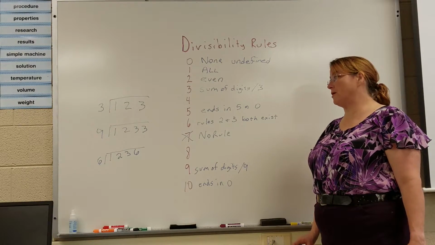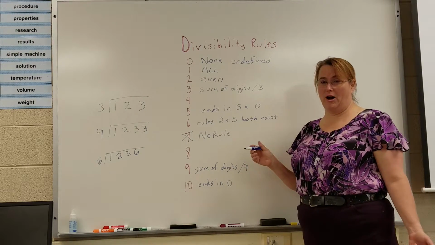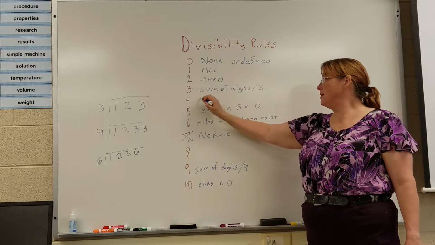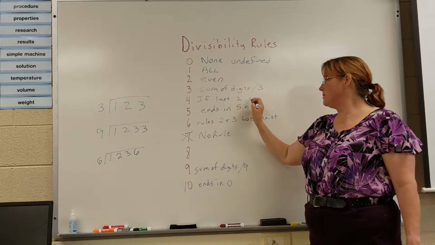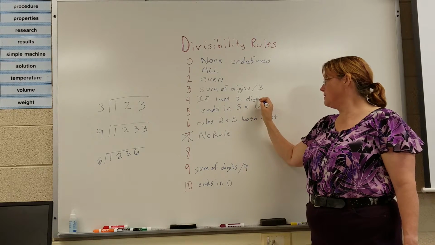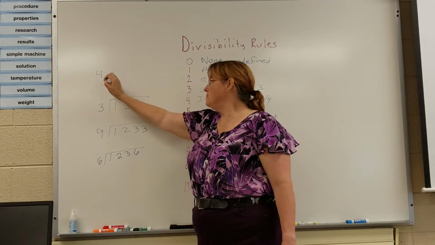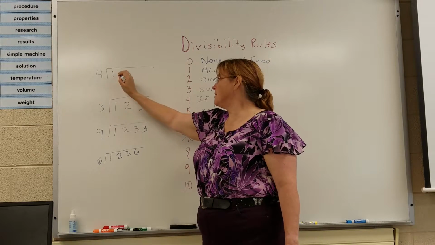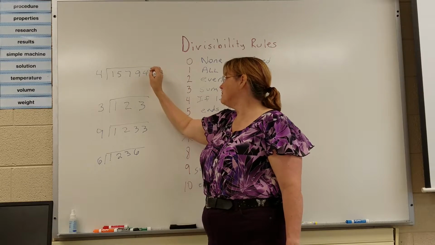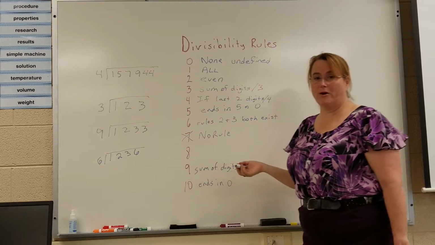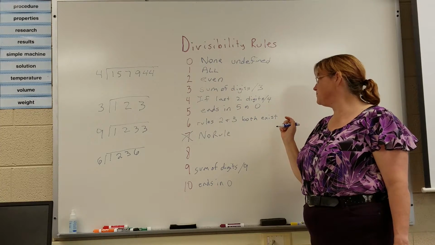Then we have the rules for 4 and 8. These are not rules you'll probably use very often, but you might. If the last 2 digits are divisible by 4. So I can make up a problem, any problem I want. And I could say 1, 5, 7, 9, and then I just have to put 44. I know that 44 is divisible by 4. That means that whole problem is divisible by 4.